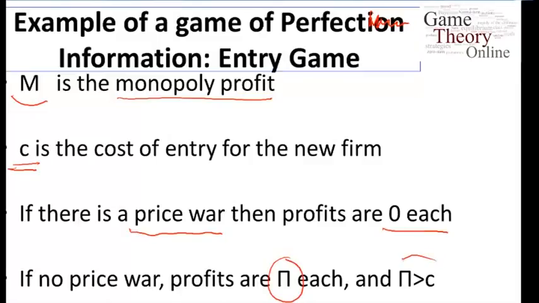And in particular, we'll assume that pi is bigger than the cost of entry. So if they don't have a price war, then it's profitable for this new firm to enter into the market because they'll earn profits which are bigger than the costs. And to keep things interesting, let's assume that the monopolist profits are bigger than this pi, so that the monopolist would rather be alone in the market than have the new firm enter and accommodate it.